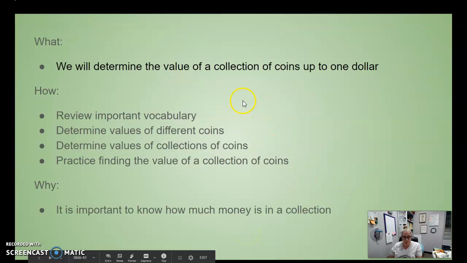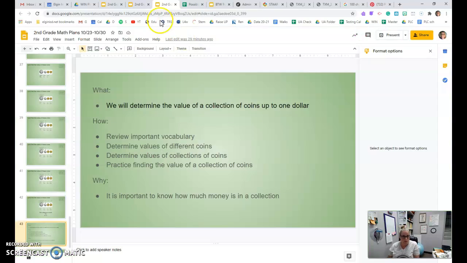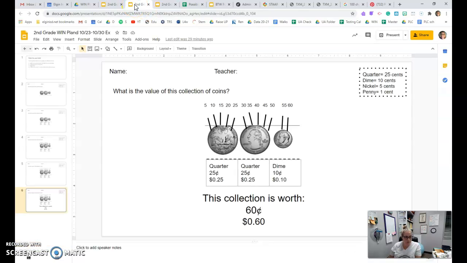So let's recap what we did today. We determined the value of a collection of coins up to $1. We reviewed important vocabulary. We determined the values of different coins. We determined the values of a collection of coins. And now it's going to be your turn to practice finding the value of a collection of coins. And we did this because it's important to know how much money is in a collection. So you are going to actually work on this example.